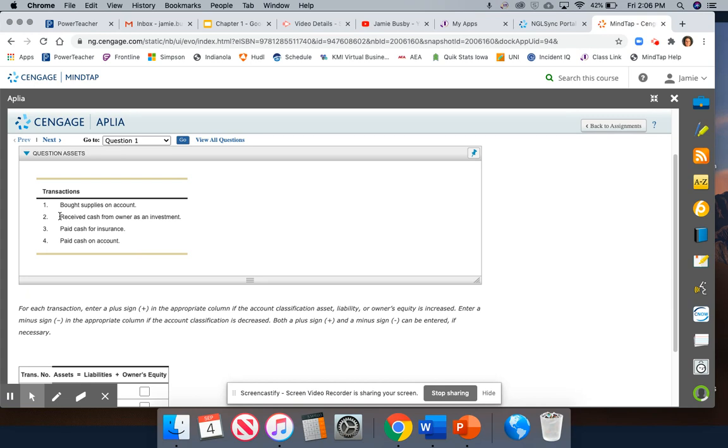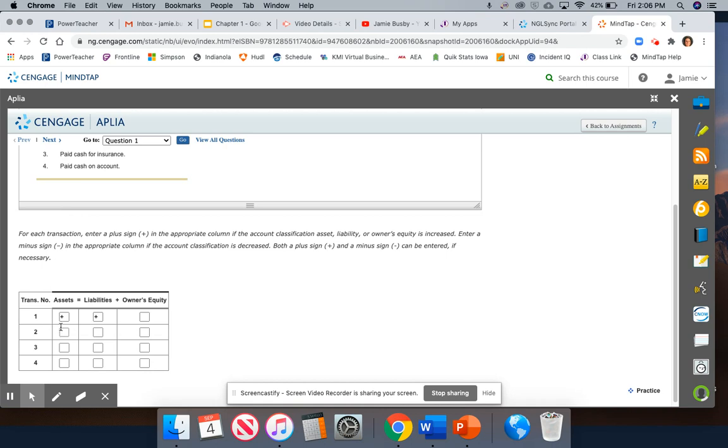Transaction number 2, we receive cash from an owner as an investment. So if we received cash, we know that our cash account is going to increase. And then we know that the owner makes an investment in the company that increases owner's equity. So we have cash, which is an asset, increasing, and our owner's equity increasing.